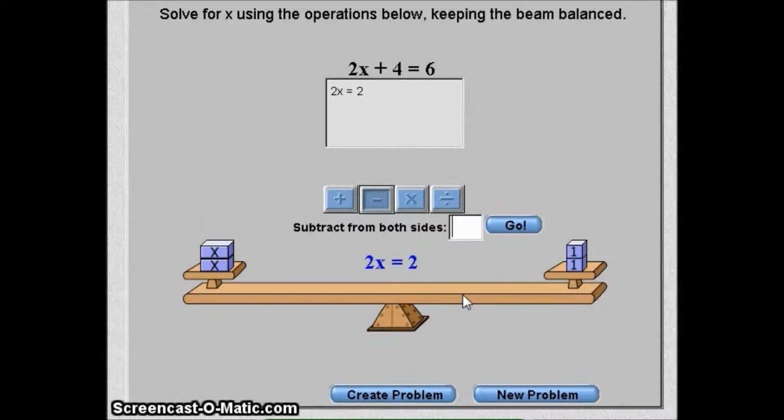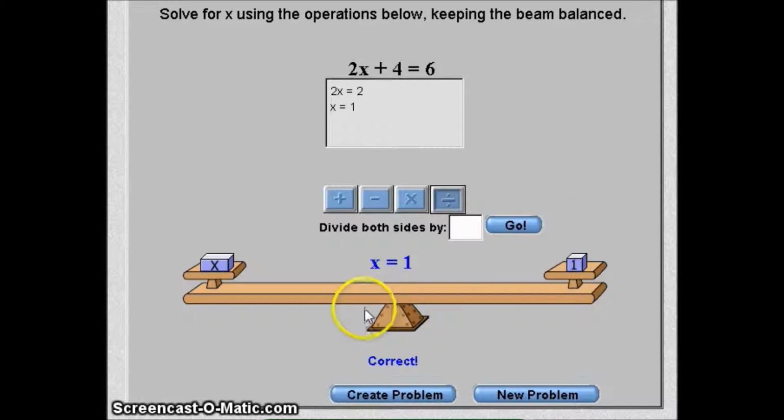Good, that worked. Now we have multiplication. The inverse of multiplication is division. So we'll divide both sides by 2. Good. So we can see that as we were dividing, both of our sides were decreasing. And now all that's left is x equals 1. And our sides are still balanced.